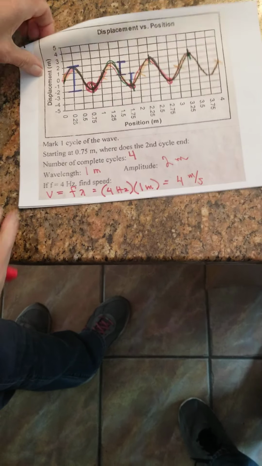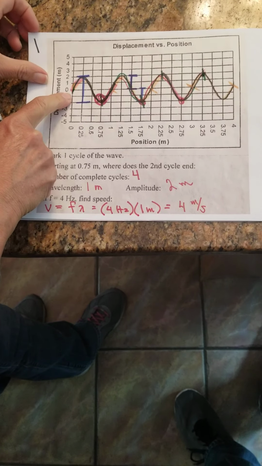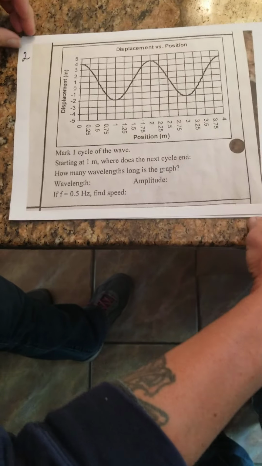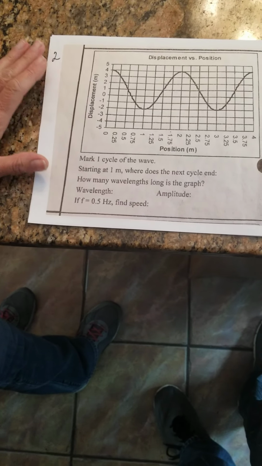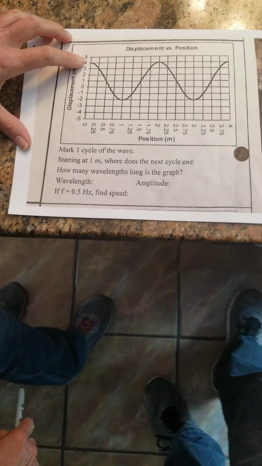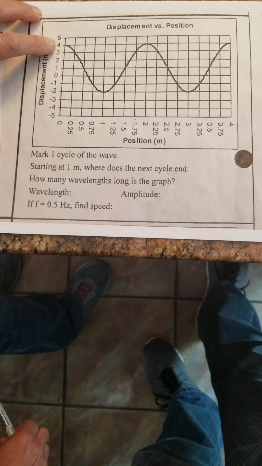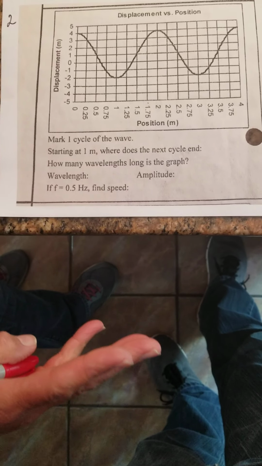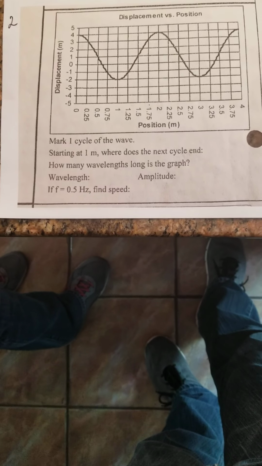Okay? So this particular graph starts at 0, 0. Not all wave graphs do. This one is still the graph of a wave, but it starts up here at 0, 4. Everything is still the same. It does not change crests and troughs and any other information. We still figure out everything the same way.